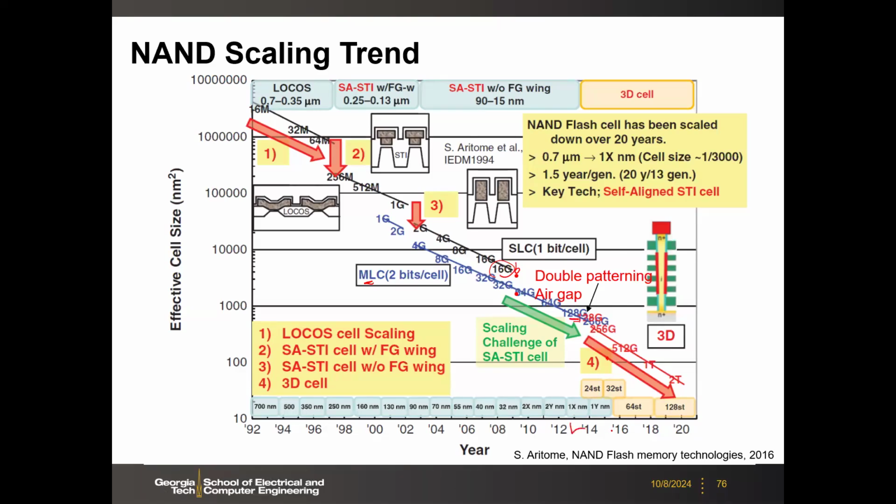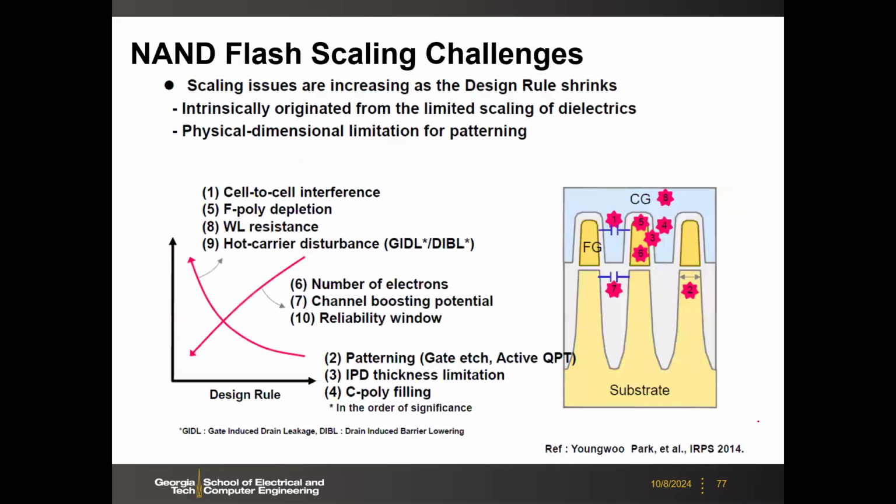Then the transition happened around this time, like 2014, 15, 16. The first generation from Samsung is 24 layers in the 3D, the number of layers. And then it went to 32, 64, 128, and today 300 layers. We'll talk about that more. But before we talk about the 3D NAND, we need to understand why the 2D NAND cannot scale further.